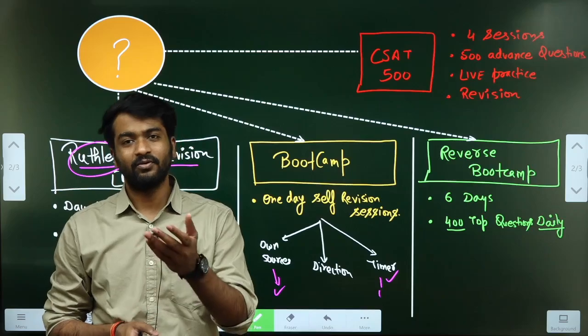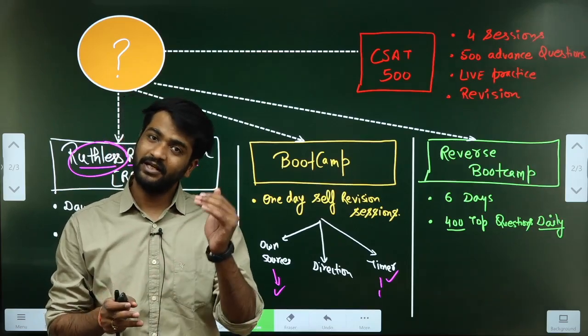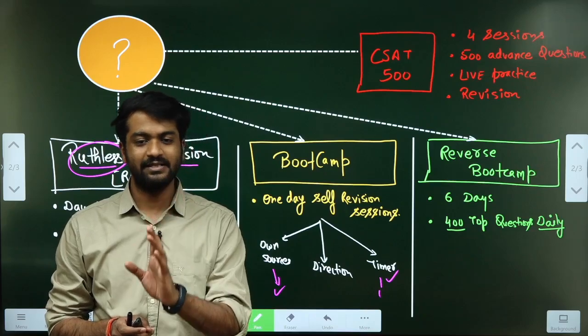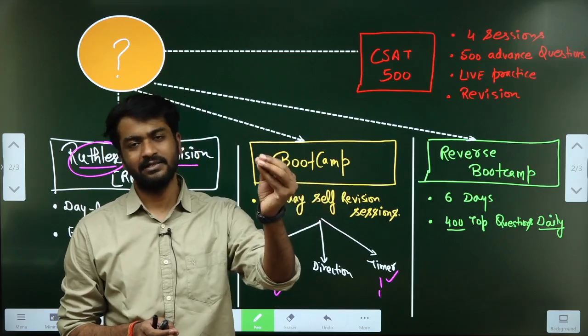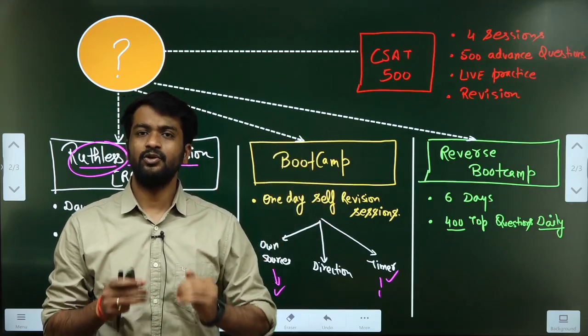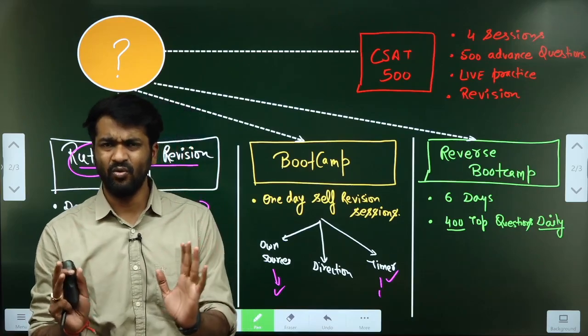If you are doing it, calculate your time. This will decrease your number of revisions, and those who are revising less will be recalling poorly in the final exam, and hence they will suffer in prelims. So we need to push up our number of revisions. That is the whole objective of these different components.